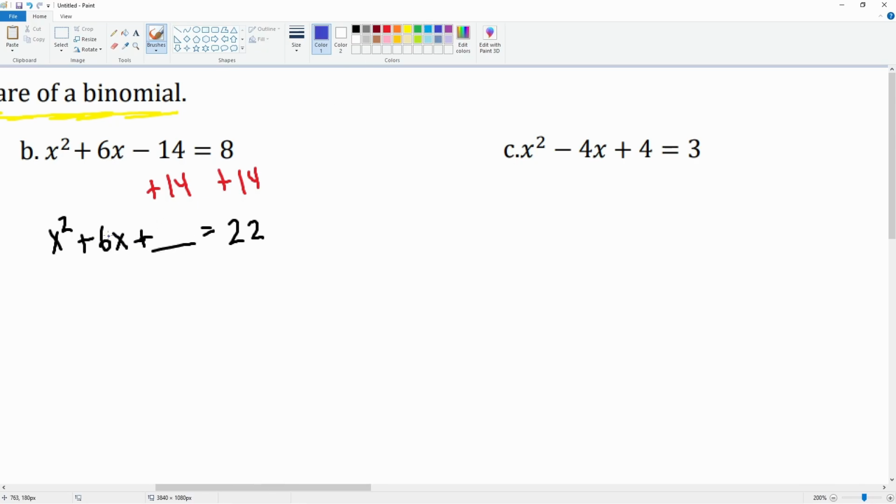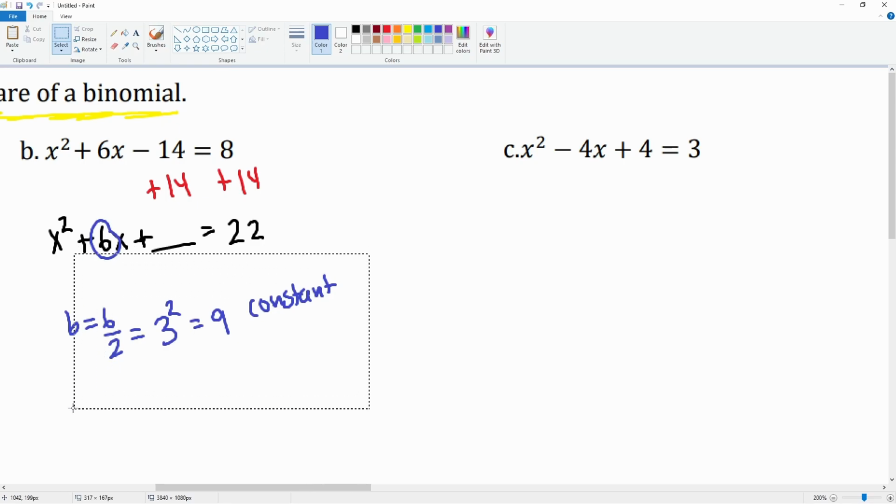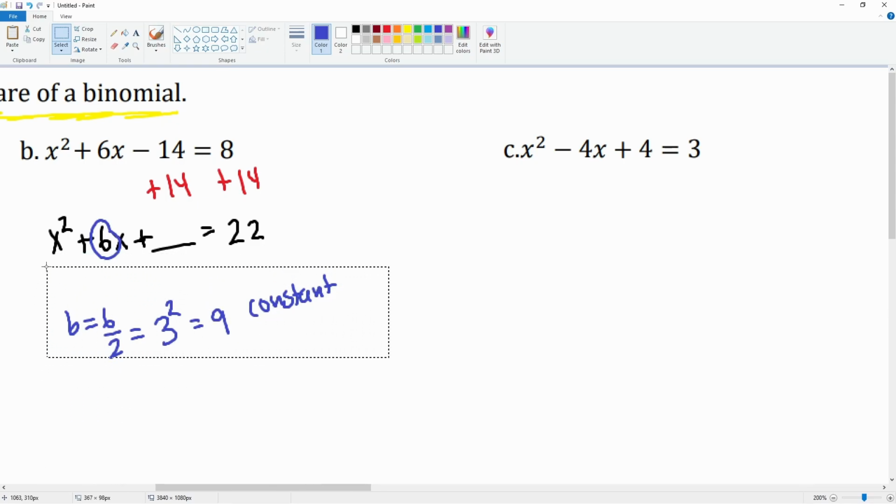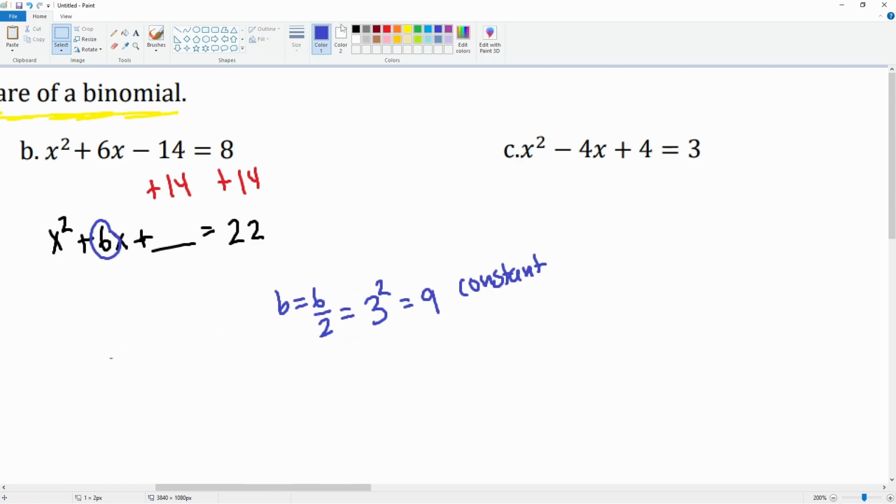We grab the b term here. The b term is 6. We divide that by 2. That becomes a 3. We square that. That becomes a 9. This is going to be your new constant. So the constant here is 9. But remember, whatever we add to the left, we have to add to the right. So we have to add the 9 to both sides.